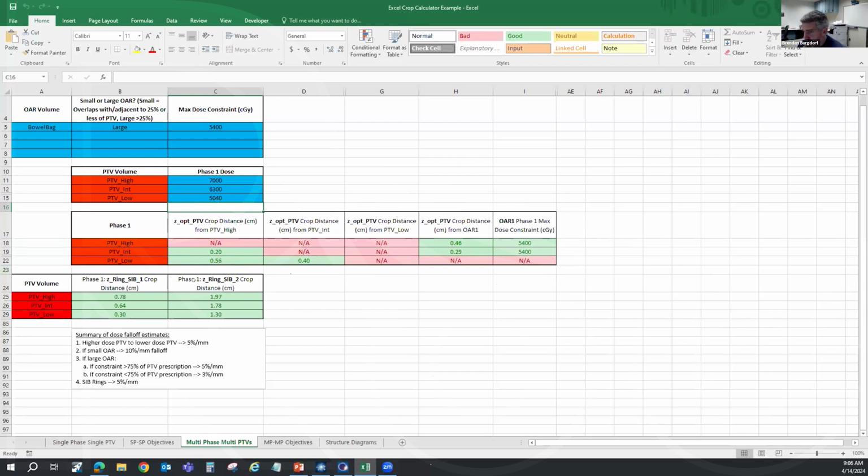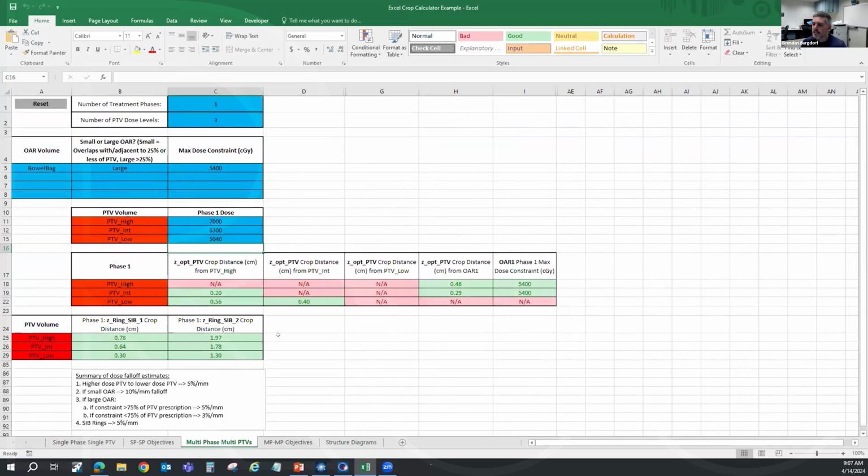And then this box explains the cropping distances to create those different SIB rings. So PTV high, we're going to crop the ring back from PTV high by 8 millimeters. And we're going to crop it back from PTV intermediate by 7 and PTV low by 3 millimeters. And then for ring SIB2, we're going to crop the high PTV back by 2 millimeters, or sorry, 2 centimeters. We're going to crop back the PTV intermediate by 1.8, and we're going to crop back from the PTV low by 1.3. So really, this Excel spreadsheet should do a lot of the math for you.